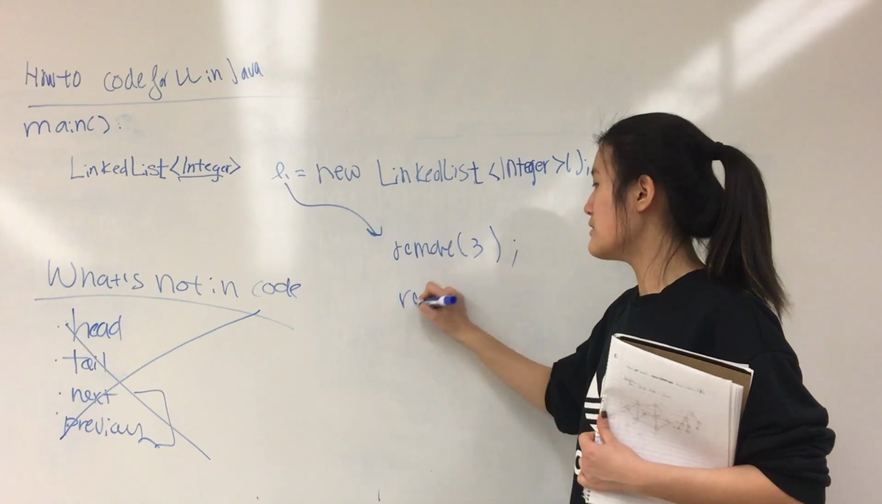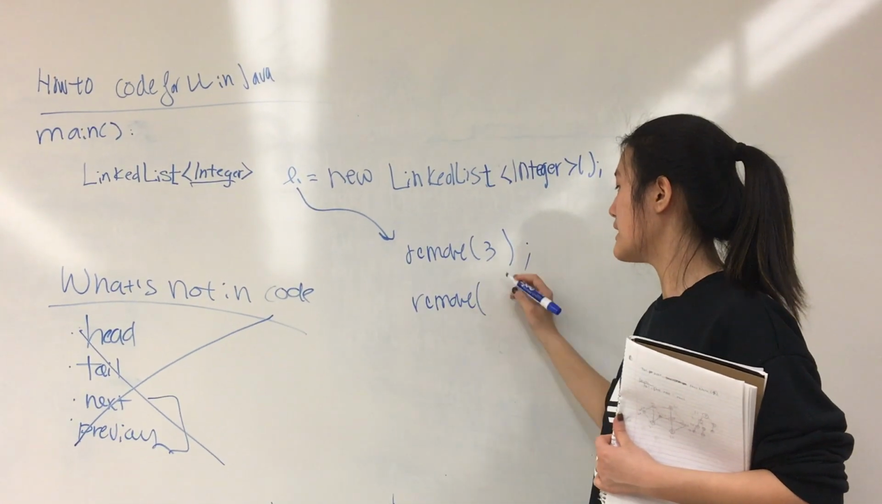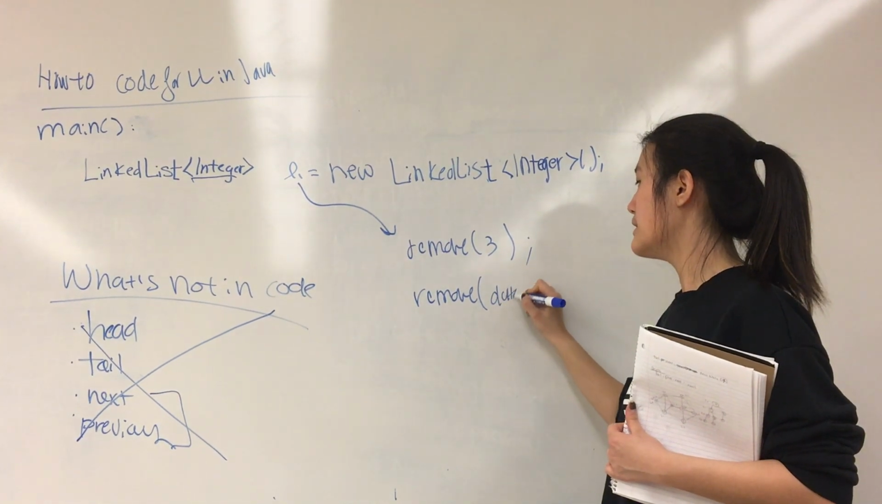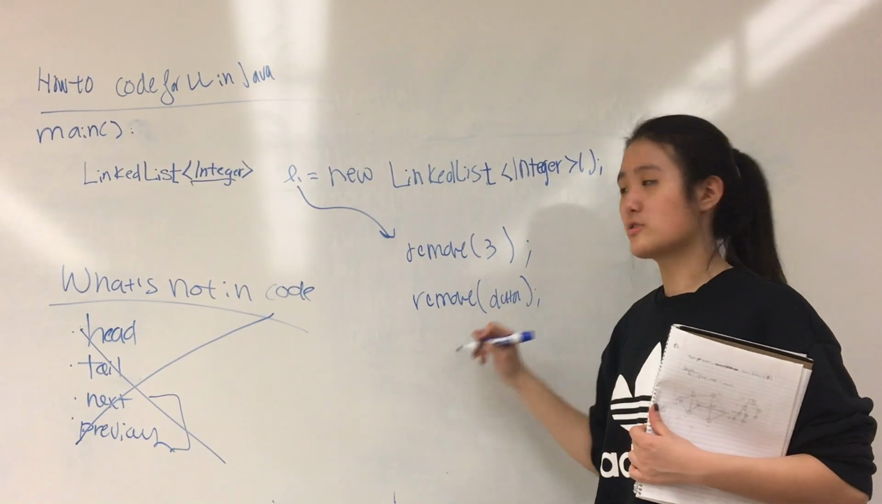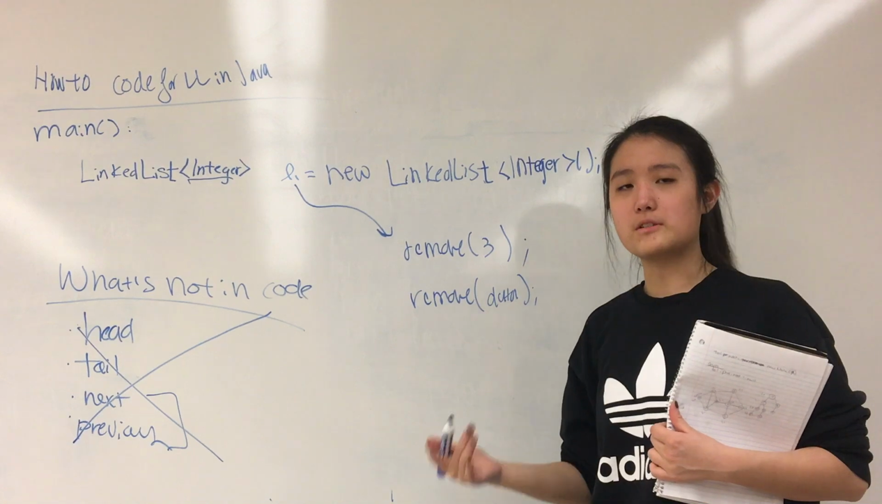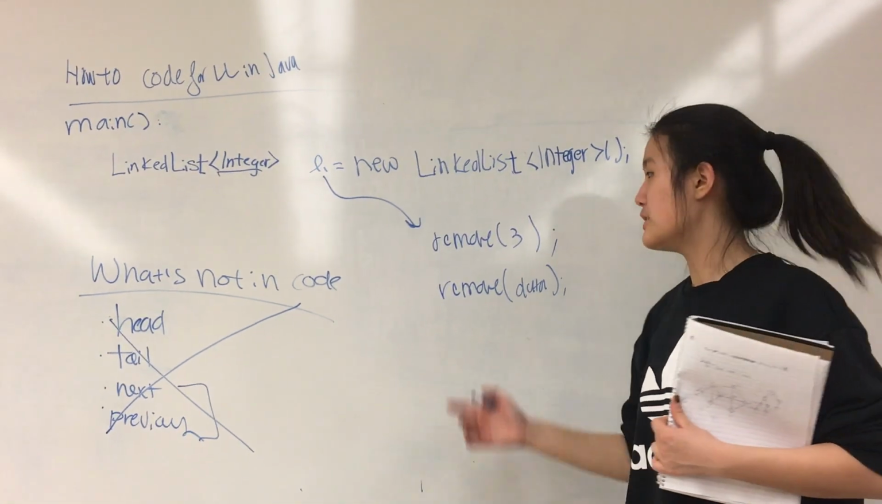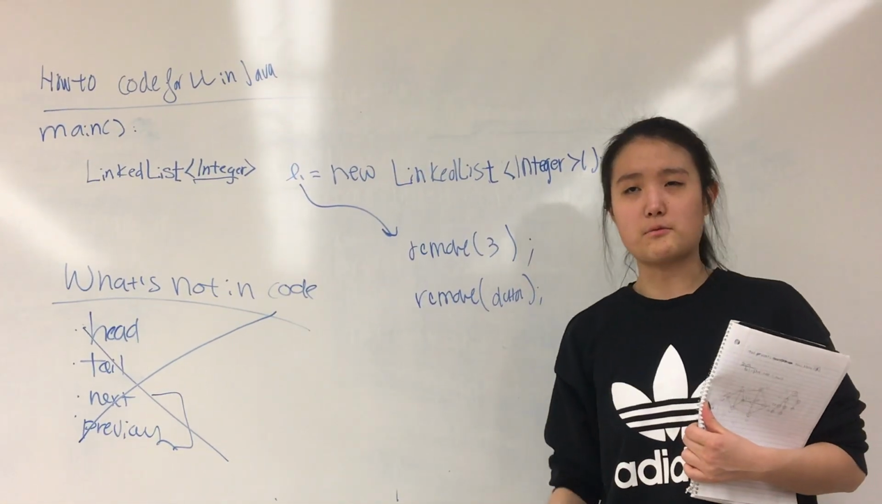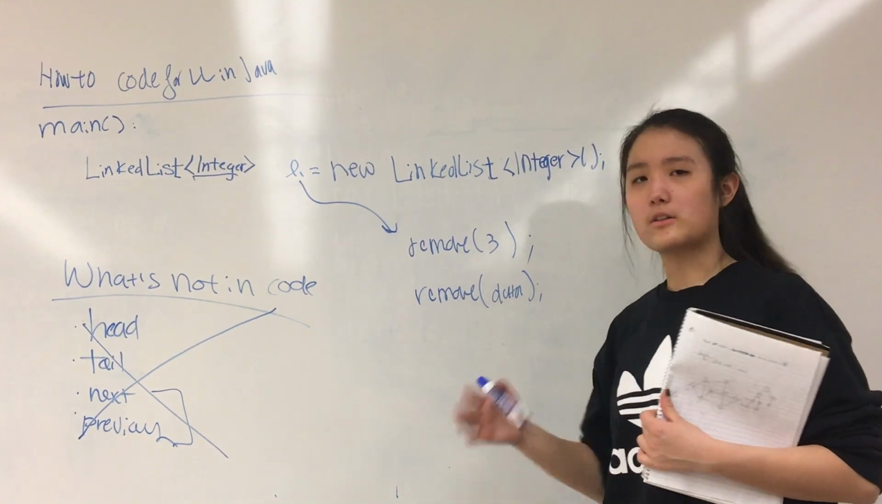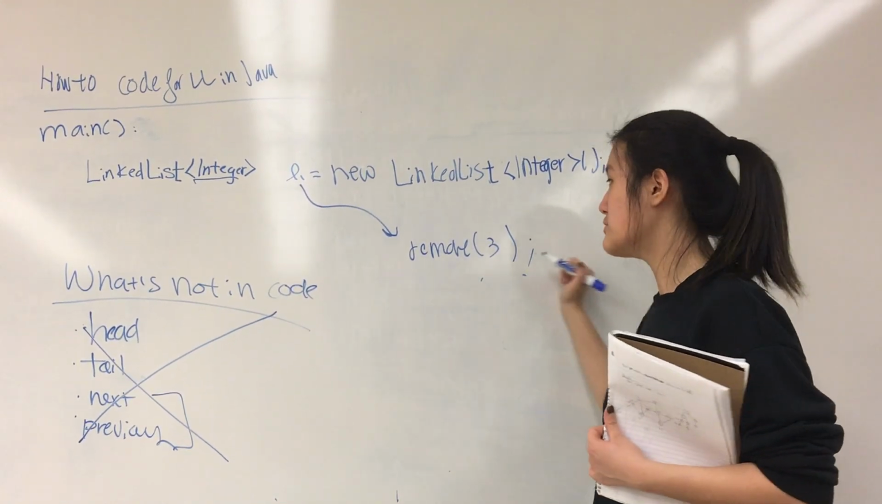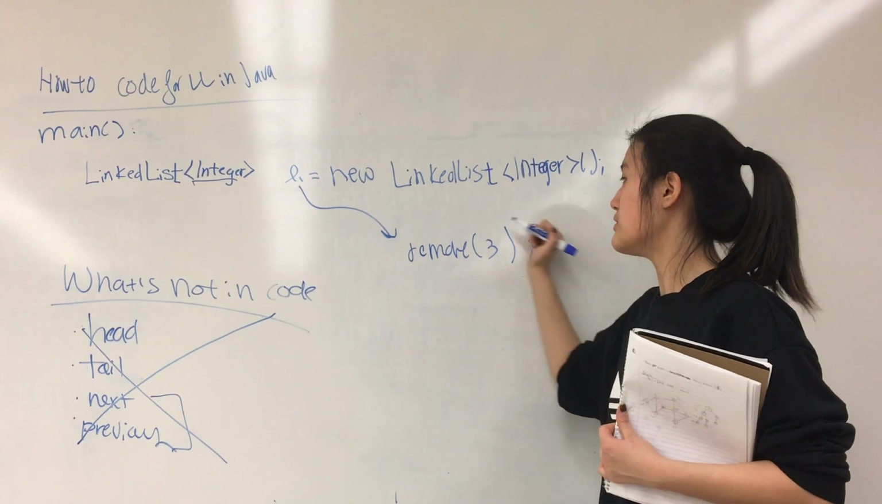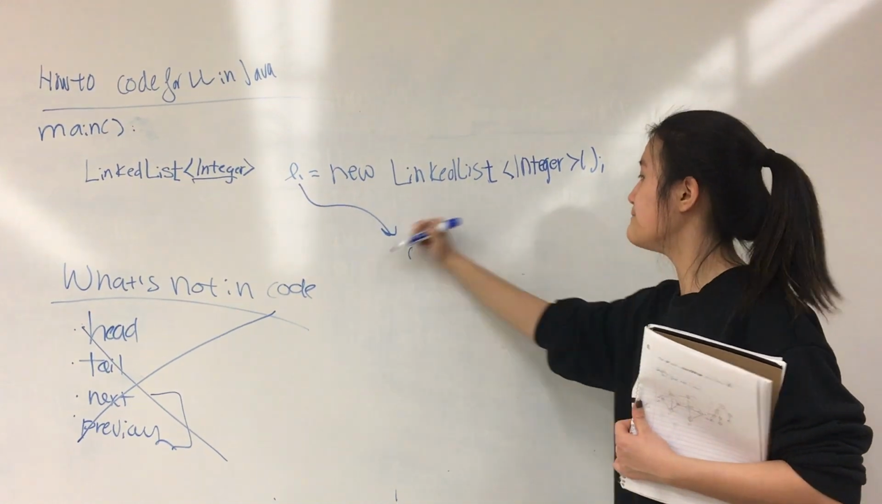Or I think they also provide, if you have data, you might also be able to just say, if you have an element with data called 3, then you can remove that node that has that data 3. I'm not sure if that's true, but there is something like that so that you don't have to iterate through it yourself, but you actually can.